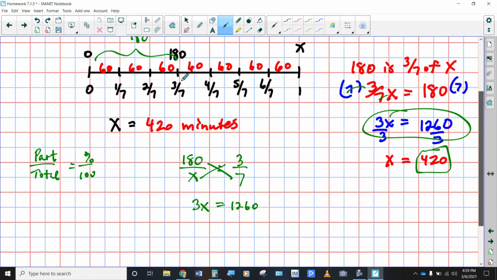So when we have, instead of expressing this as a percent, when it's expressed as a fraction, we can replace our percent over 100 with the actual fraction and still solve the problem, and we get the correct answer. Woohoo! A new strategy to use.